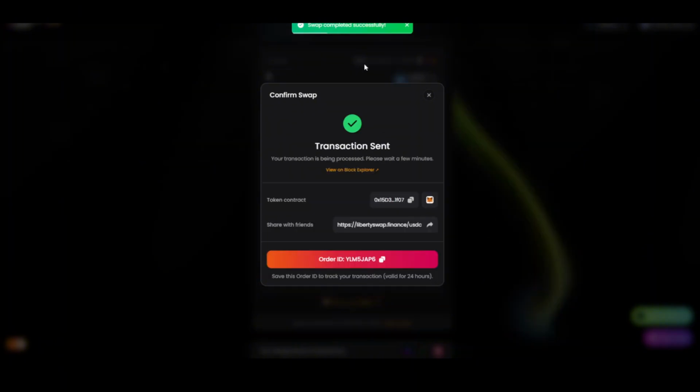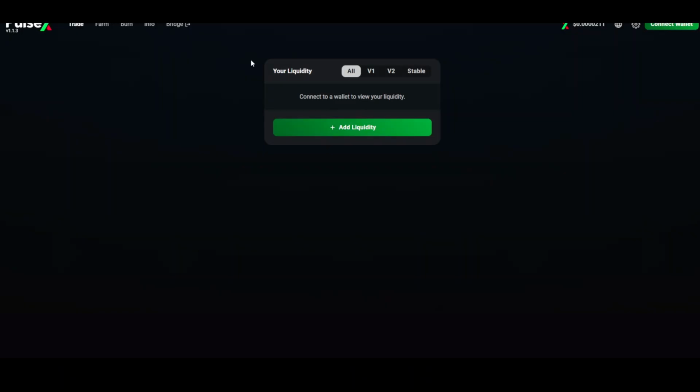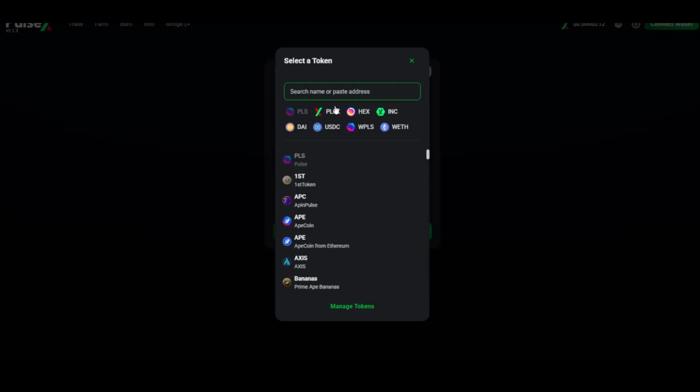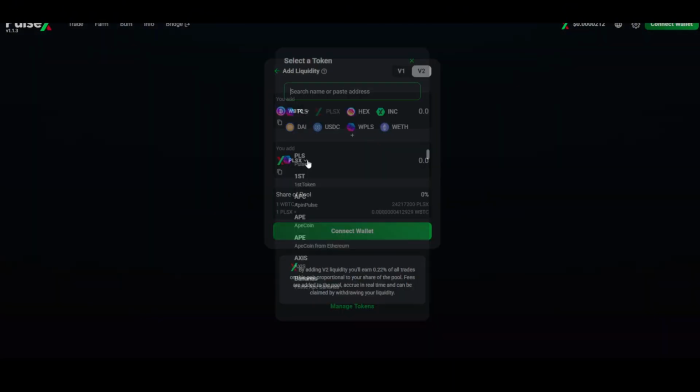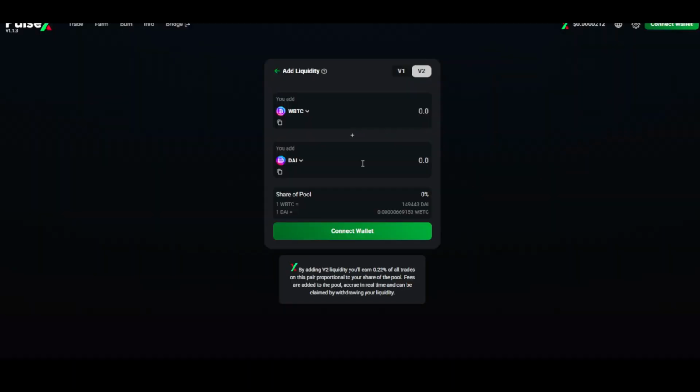All right. Now, I'm going to go to PulseX. I'm going to go to the trade liquidity. I'm going to go to the V2 right here. And I want to go to add liquidity because I want to know how much of each I need, right? So here we're going to type in wrap Bitcoin. Here we're going to type in pDAI or DAI. And there you go. All right.